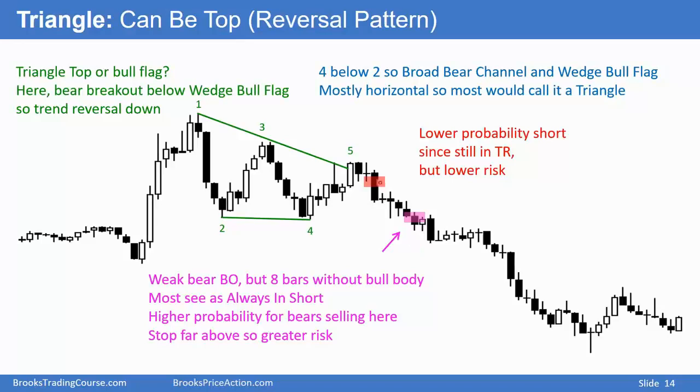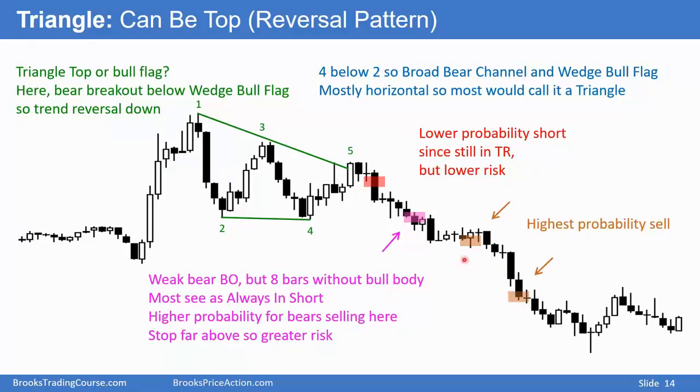Higher probability selling here than there. At this point, we have 3 or 4 consecutive bear bars, 8 bars without a bull body. This is now probably a bear trend. Probably means it's more likely going down than up, so it's always in short. This is a higher probability short than shorting the reversal up here when the market is still neutral.